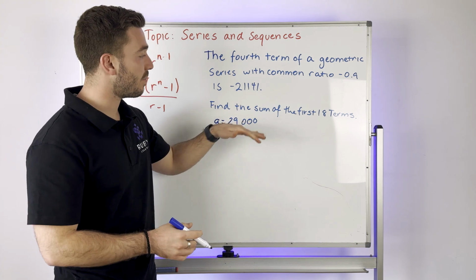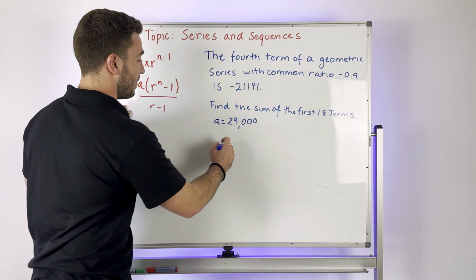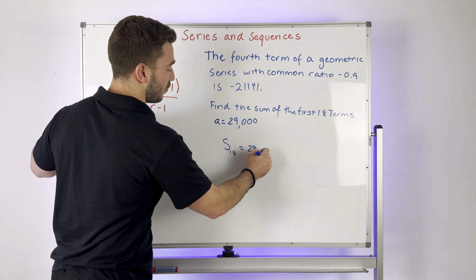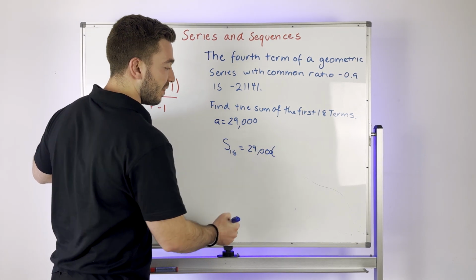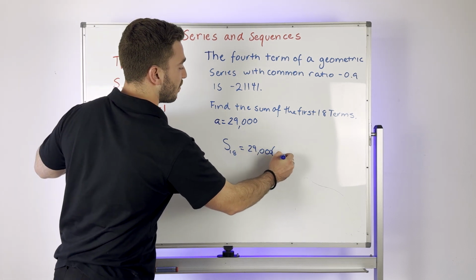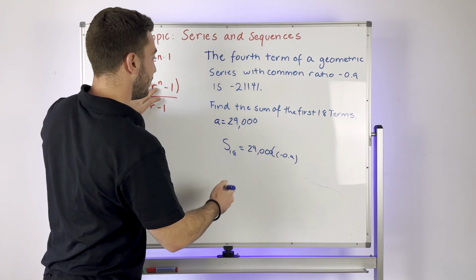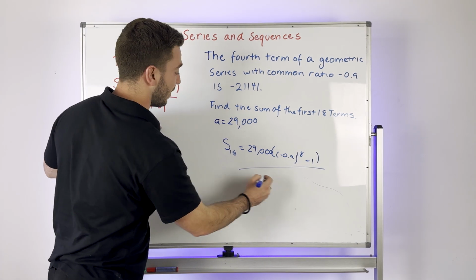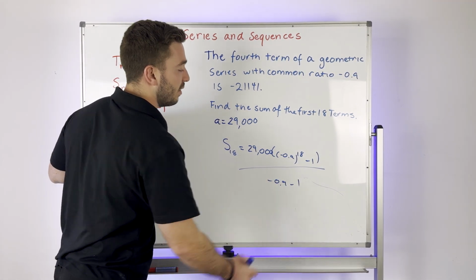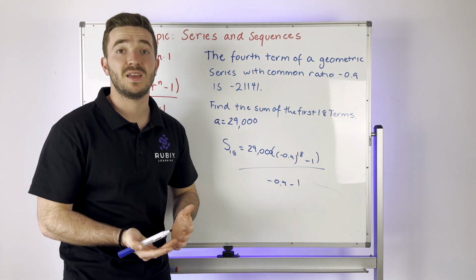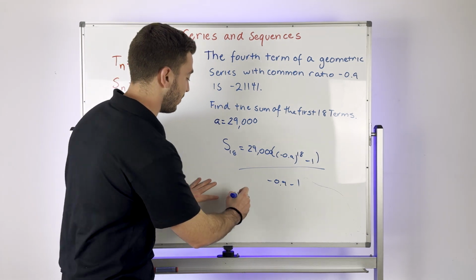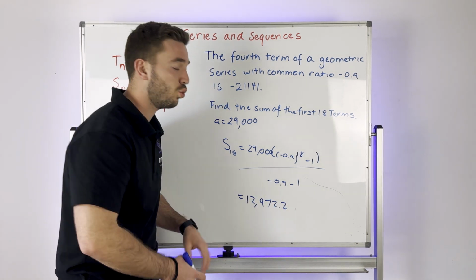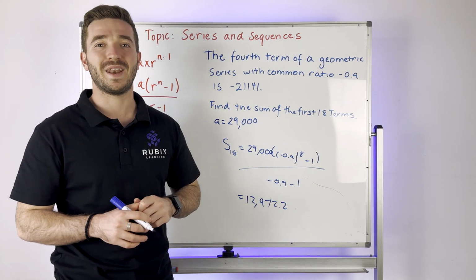Now to find the sum of the first 18 terms, we sub into the formula. So the sum of 18 terms is equal to A, which we have just solved is 29,000, multiplied by my ratio of minus 0.9, R to the power of n, where n is 18 terms, minus 1, over R minus 1, which is minus 0.9 minus 1. There's nothing else to really simplify here, so we can put all of this straight into our calculator, and we get the sum is equal to 12,972.2, correct to 1 decimal place.